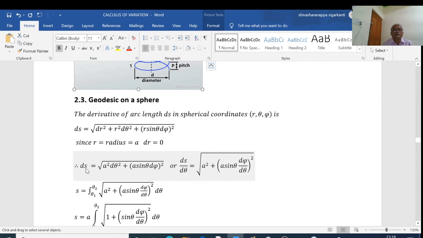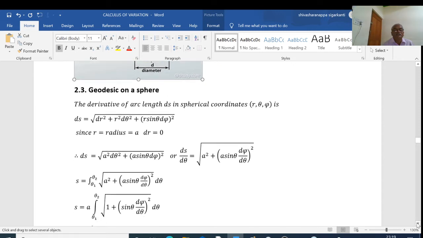So that is ds by d theta equal to root of a square plus a sin theta into d phi by d theta square. So if I integrate this one, we get s is equal to integral from theta 1 to theta 2. Here my independent variable is theta. Theta 1 to theta 2 root of a square plus a sin theta d phi by d theta square into d theta.